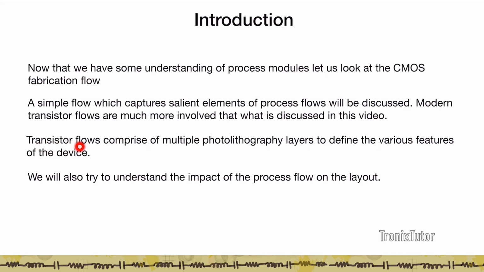Now, transistor flows typically comprise multiple photolithography layers that are used to define the various features of the device. We'll also try and use this process flow to understand what it means to have design rules and how these design rules come from the process flow that is used in the fab.